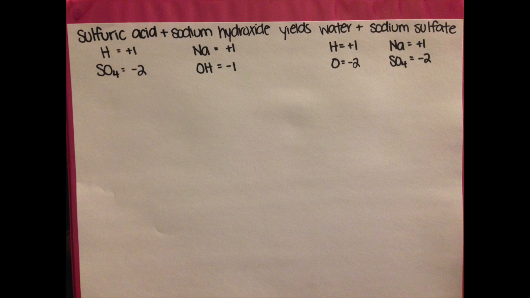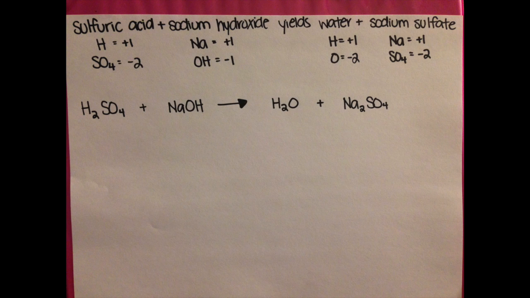On the product side of the equation, we have water, which has 2 hydrogen atoms with a charge of positive 1 and 1 oxygen atom with a charge of negative 2. For sodium sulfate, there are 2 sodium atoms that have a charge of positive 1 and 1 sulfate atom with a charge of negative 2. Here is the full equation, but the amount of atoms of each element is not the same on both sides.